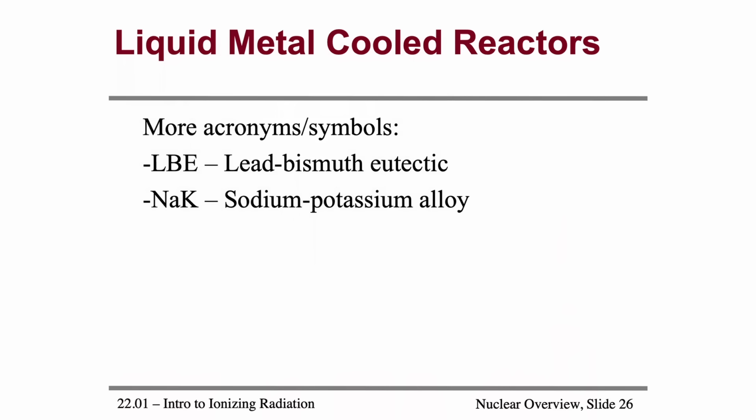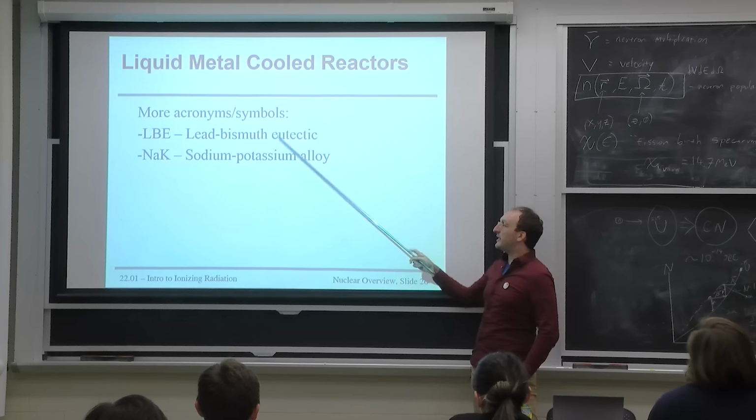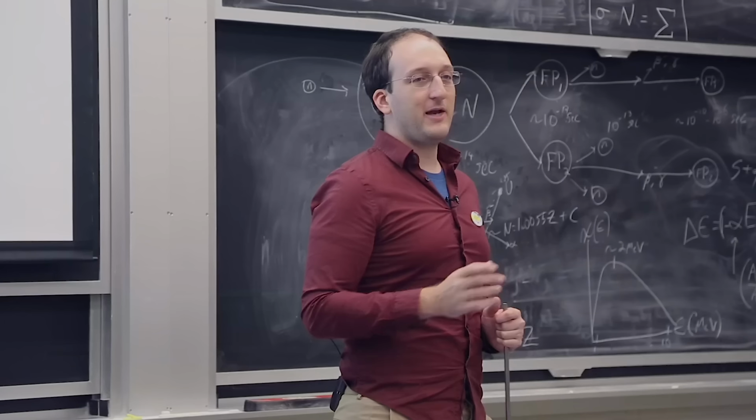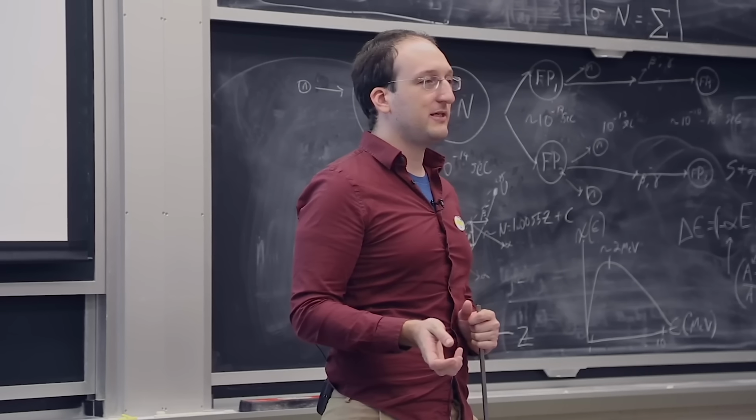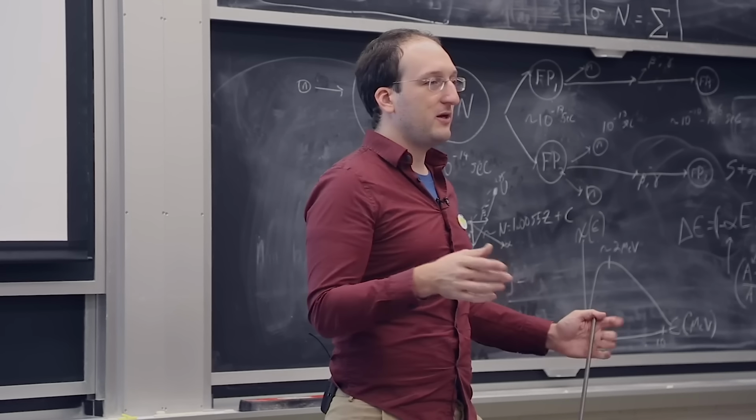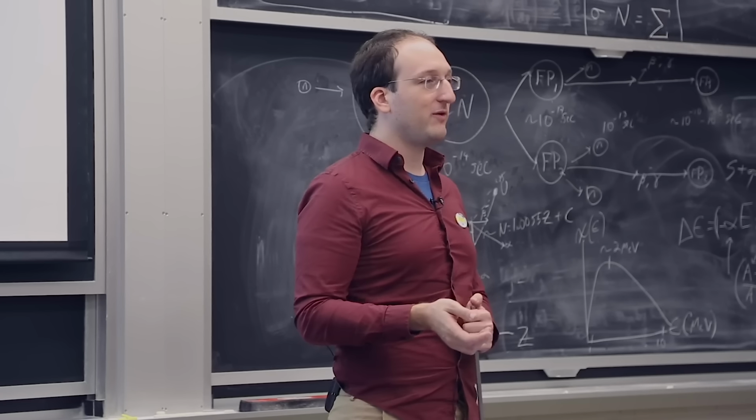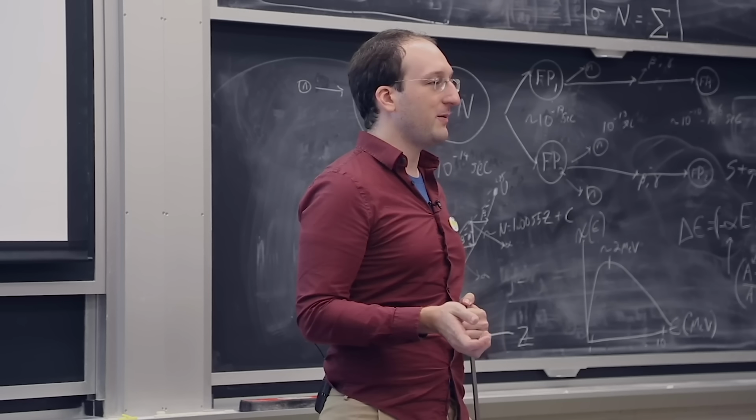And so then my favorite liquid metal reactors, like LBE or lead bismuth eutectic. It's a low melting point alloy of lead and bismuth. Lead melts at around 330 Celsius, bismuth 200 something. Put them together, and it's like a low temperature solder. It melts at 123.5 Celsius. You can melt it in a frying pan.